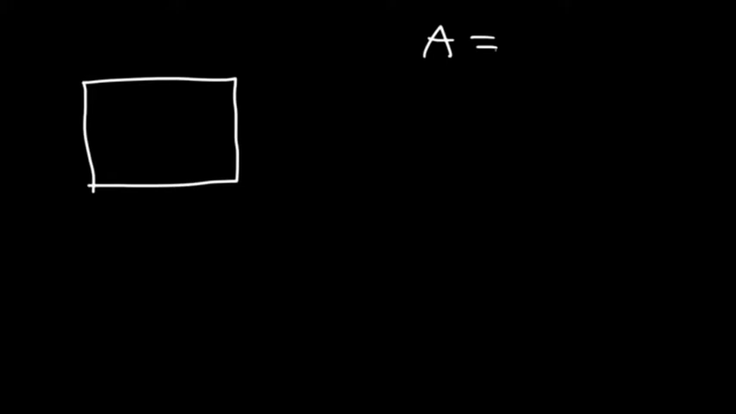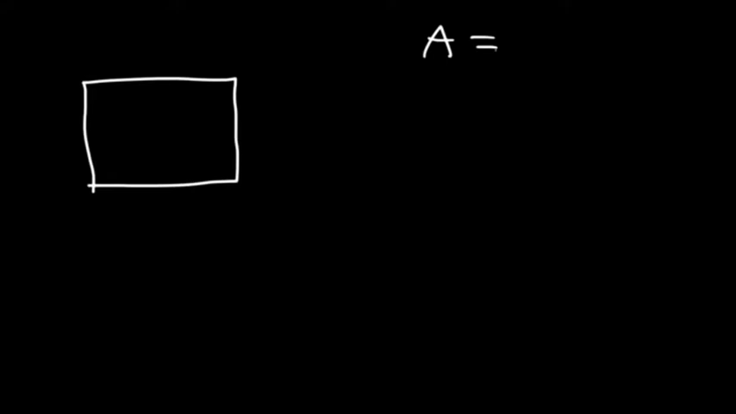Now going back to the circle, let's say we're given the circumference of the circle. Let's say the circumference is 16 pi. With this information, find the length of the diameter and also the area of the circle. So first, we need to find the radius. We know that the circumference is 2 pi r, and the circumference is 16 pi.